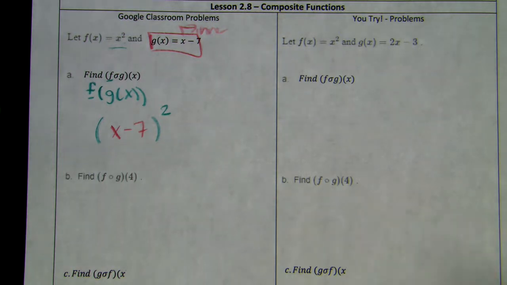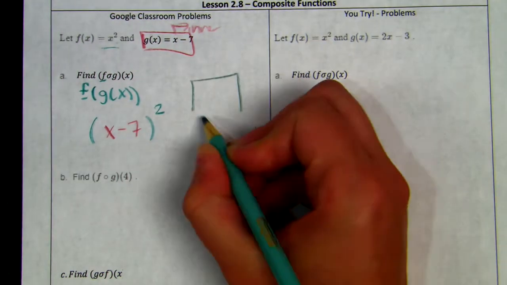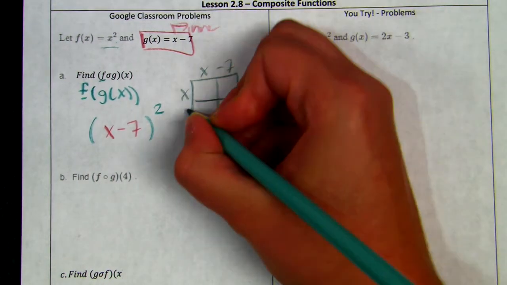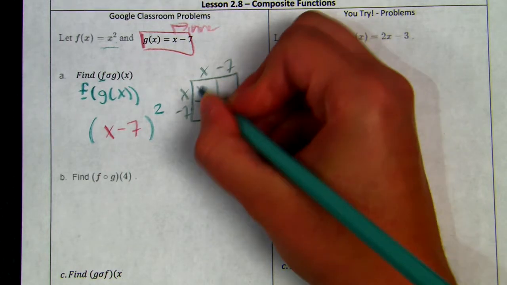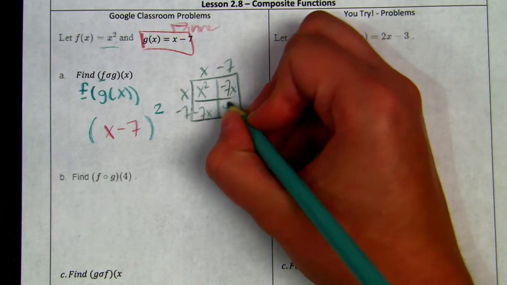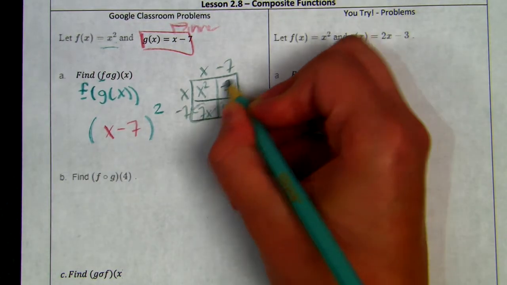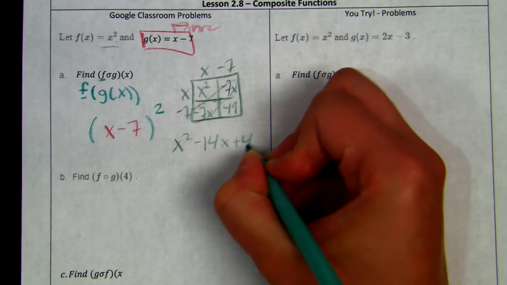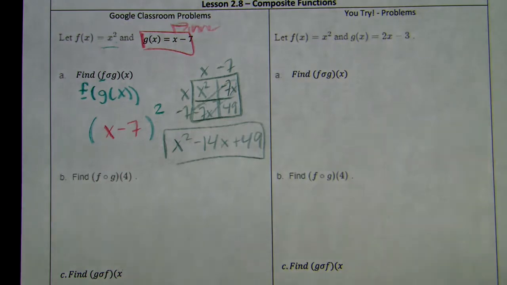The way we solve that is using everyone's favorite box method. So we're going to put x here, negative 7 there, x and a negative 7. X times x is x squared. Negative 7x, negative 7x, and negative 7 times negative 7 is a positive 49. That means my final answer, after I add those together, will be x squared minus 14x plus 49, which seems legit. Let me check my answer key. That's what I got last time, too, so that's looking pretty good.